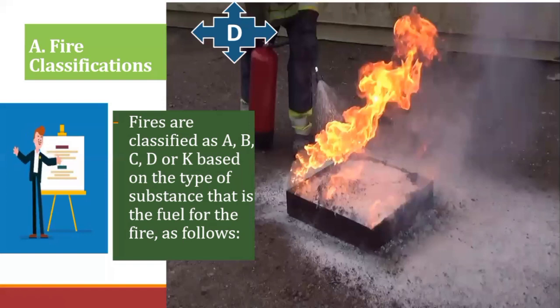Next, when all these classes of fire are present, let's say for example in a building there is a solid, there is also liquid, and also electricity, as well as metals. So we have Class E. Class E is when all these four fire classifications are mixed together.